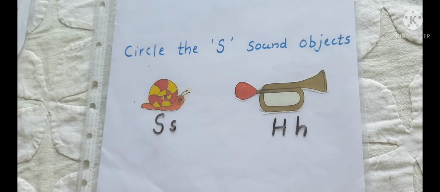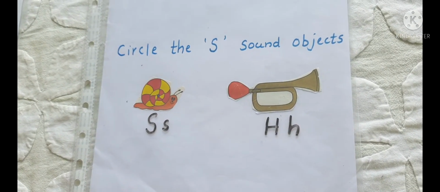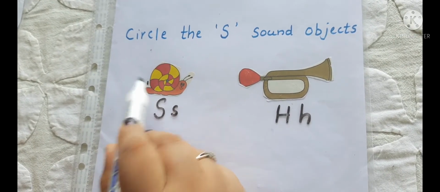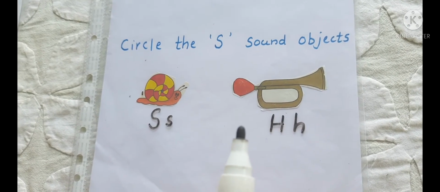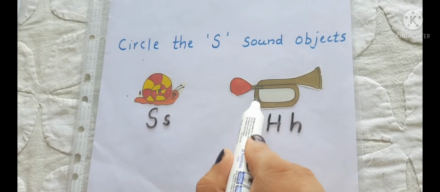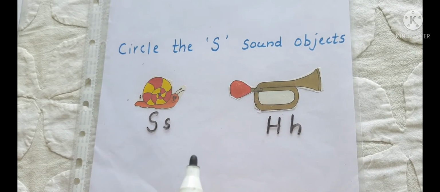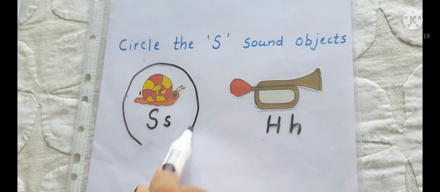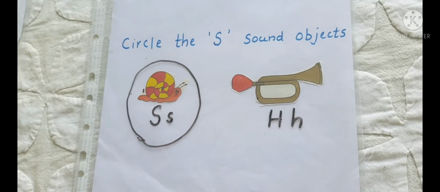Listen carefully. Kids, point to the snail. Correct. Point to the horn. Yes, well done. Circle the S sound object. S for snail. Wonderful.